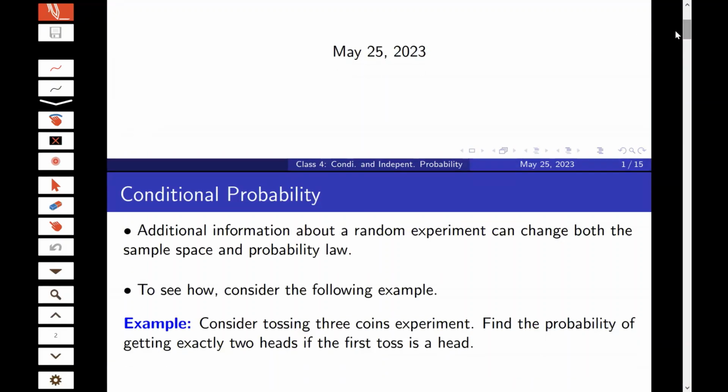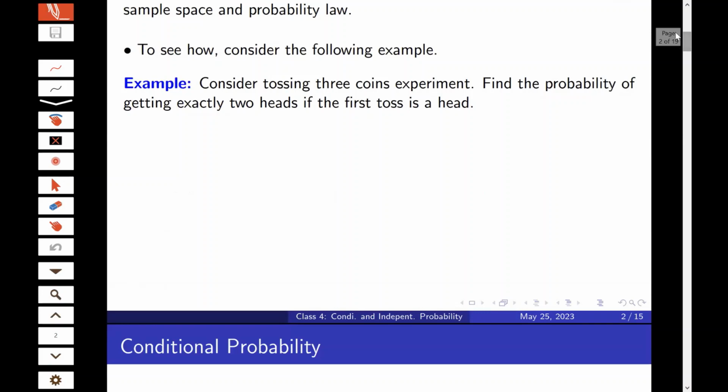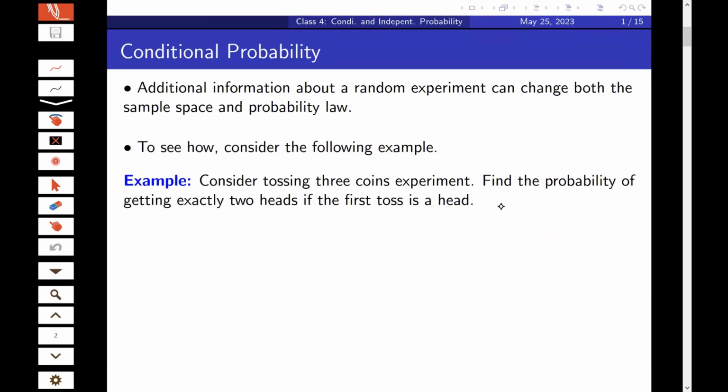Okay, so I'm going to define the conditional probability first. Before coming to the real mathematical definition, let's see why we need conditional probability. Conditional probability takes place when we have additional information about a random experiment. If we have some additional information before performing the random experiment, then we can use that additional information to calculate probabilities, and this will change both the sample space and probability laws. To see how, consider the following example.